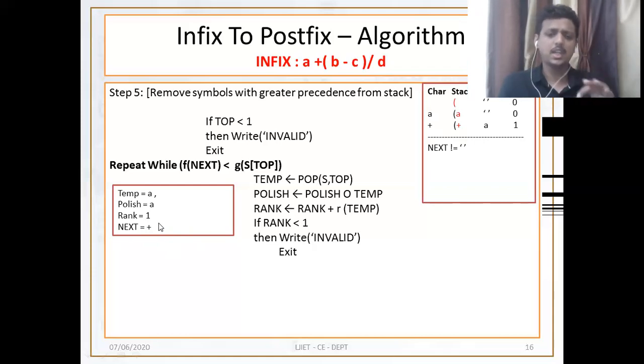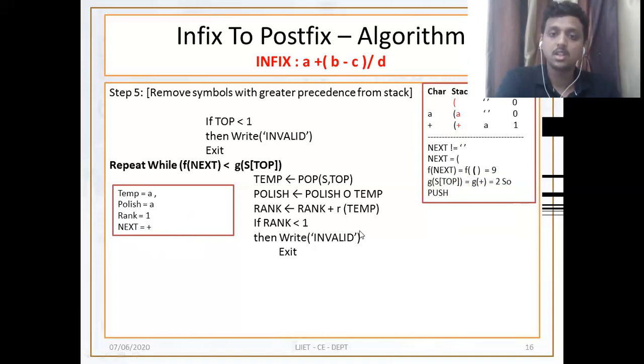Okay, until you get next is not equal to null. Here is next null. No, next is plus. Next is plus. So just repeat these steps. Now next has opening bracket. See, I am just writing out. Now the next contains opening bracket, then f of next is equal to f of opening bracket. This is the next step after plus.